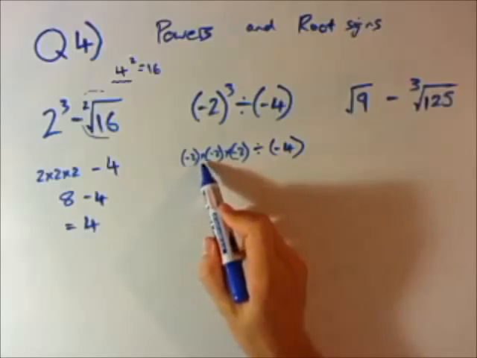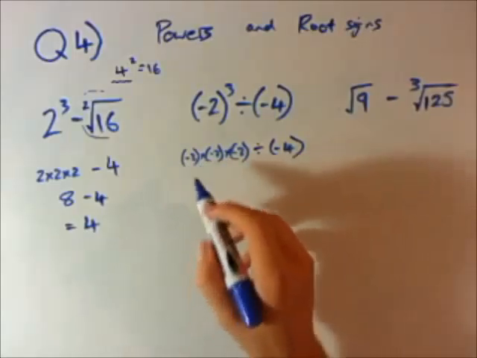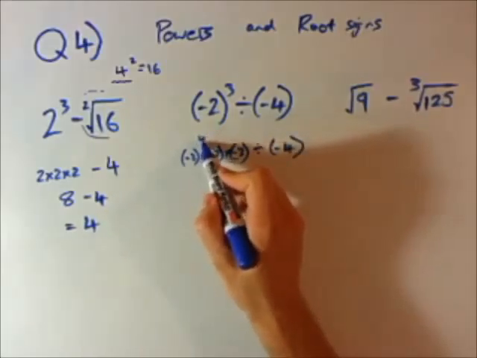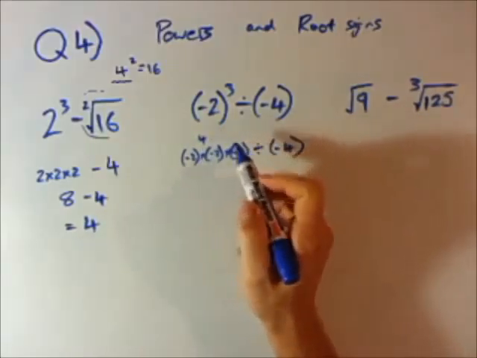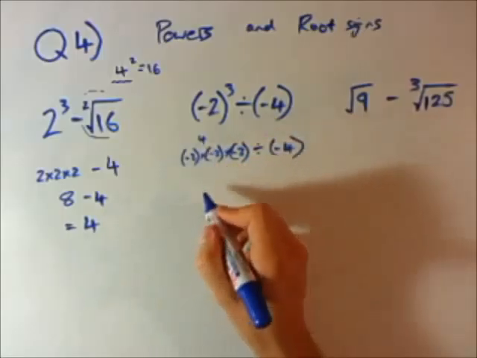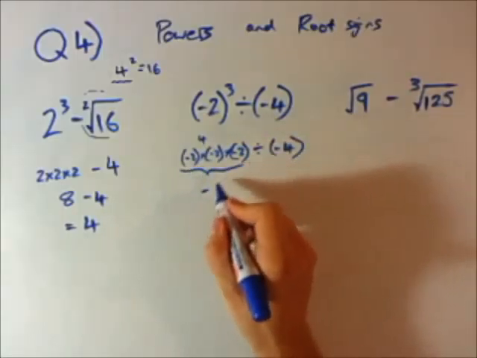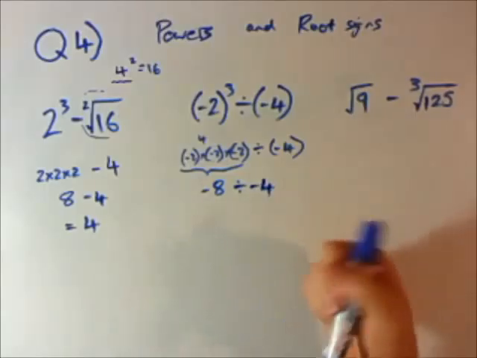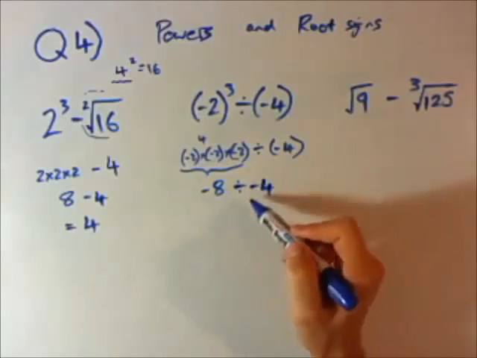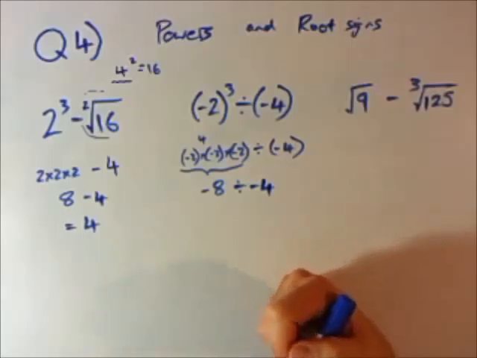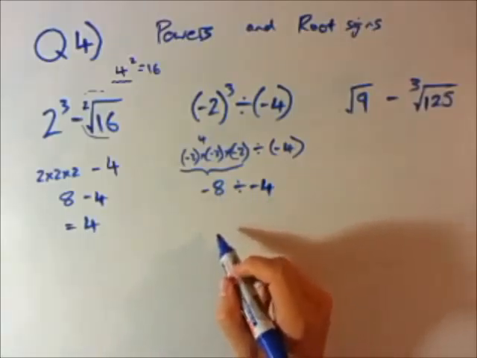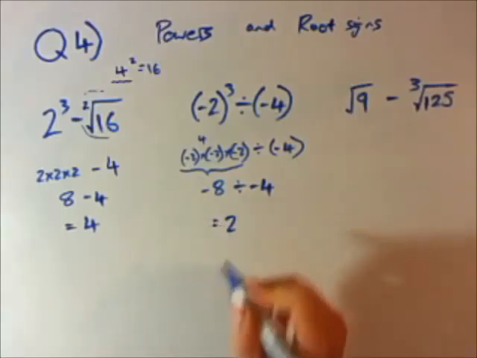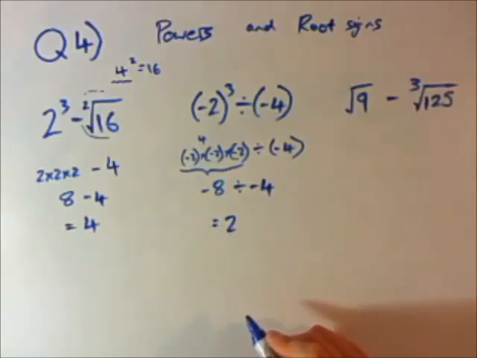So let's deal with these minus 2's first. Well, minus 2 times minus 2 is positive 4, and 4 times minus 2 is minus 8. So our answer to all this will be minus 8 divided by minus 4. Now when you have a minus sign divided by a minus sign, you end up with a positive sign. So 8 divided by 4 is 2, and because they're both minus, our answer is just positive 2.